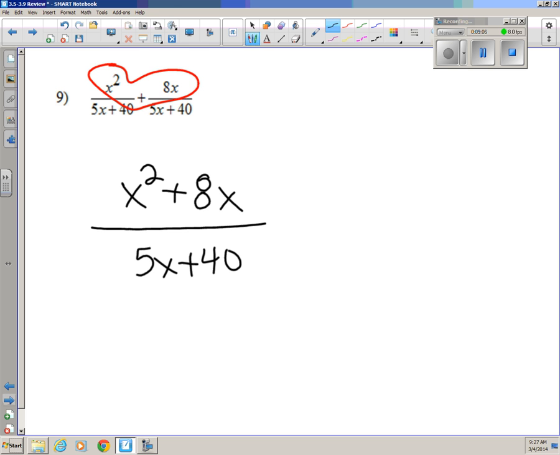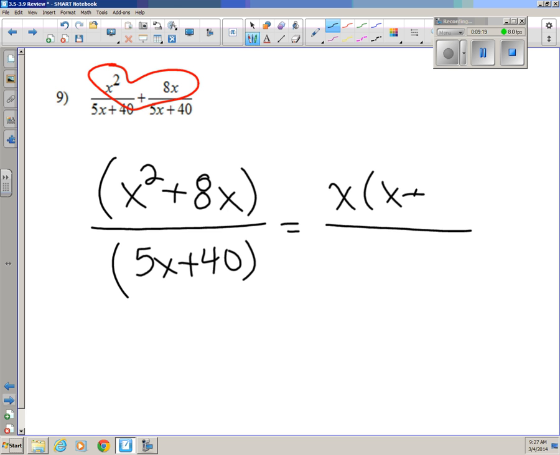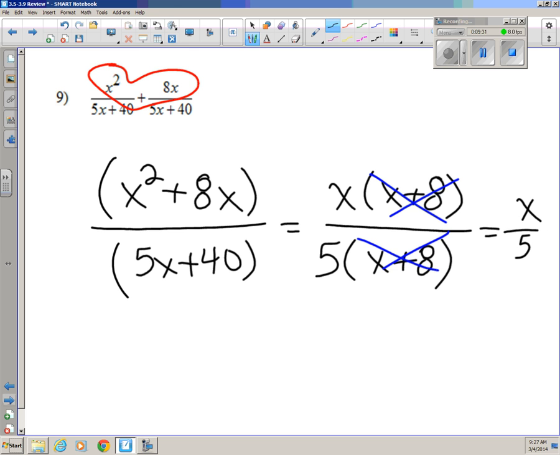When you get there, you've got a monomial, you've got a binomial up top and a binomial on the bottom. The question is are these binomials factorable? And they both are. The top has a GCF, x plus 8. The bottom has a GCF 5, x plus 8. Goodbye, goodbye, x over 5.